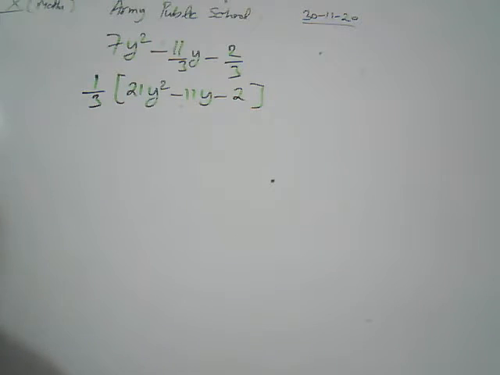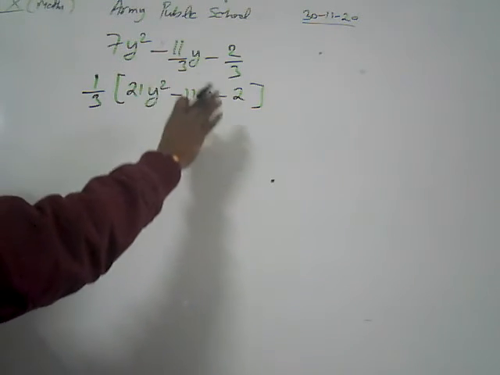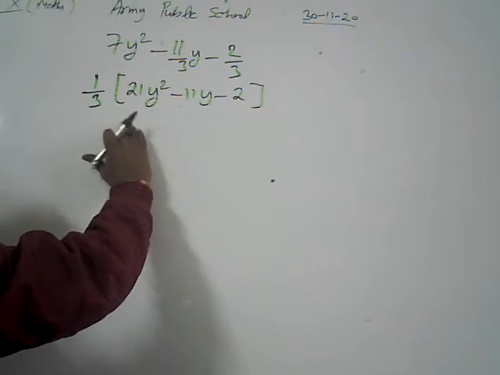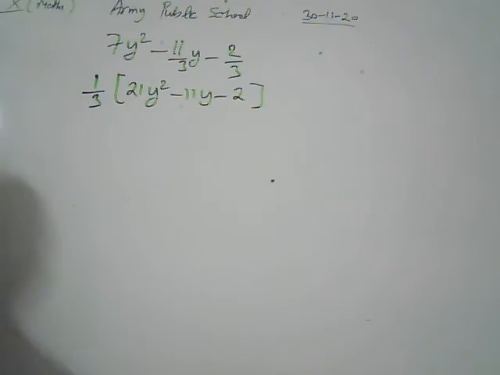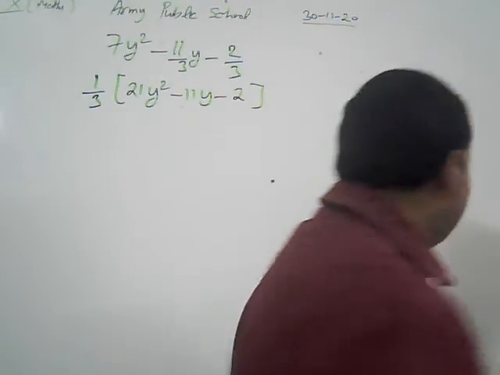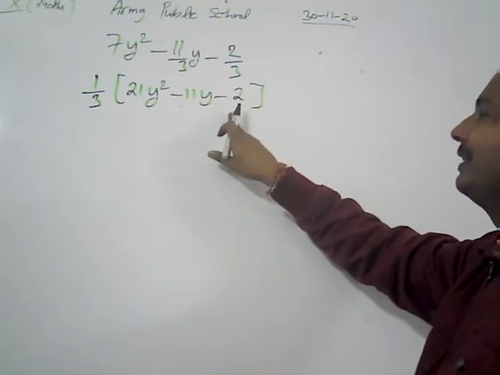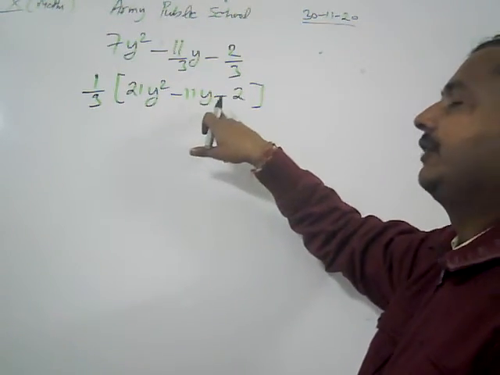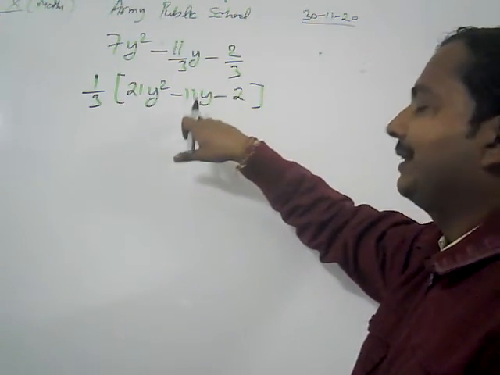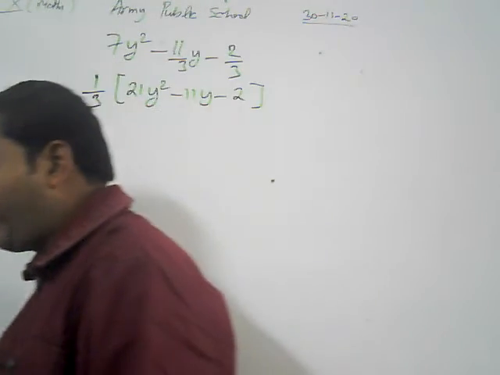Now look, we have to factorize this quadratic polynomial. 2 into 21 is 42. We have to find the factors of 42 such that their difference, we have to see the sign there, is equal to 11.